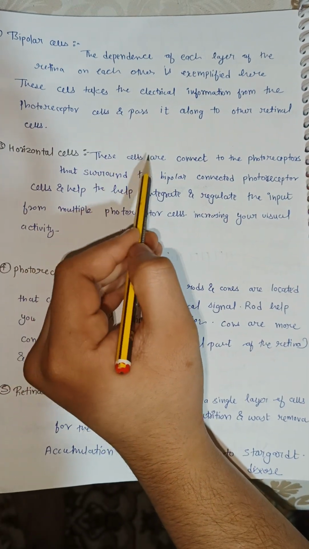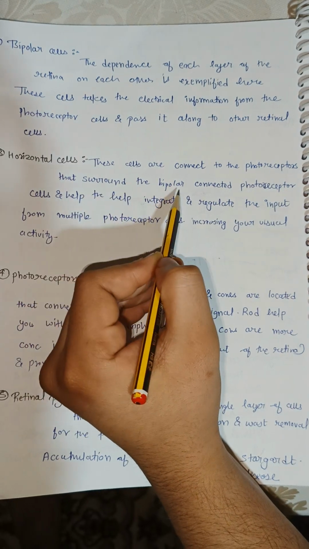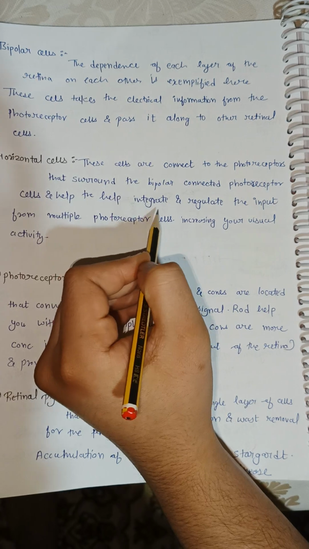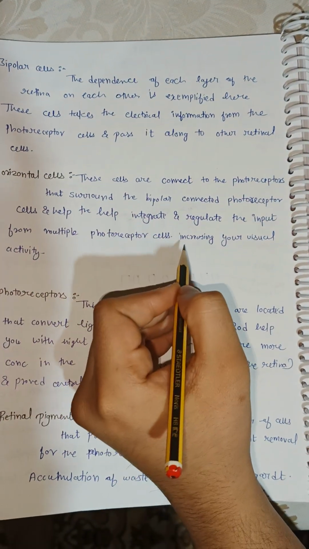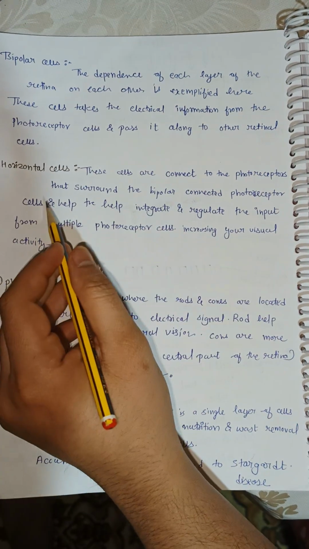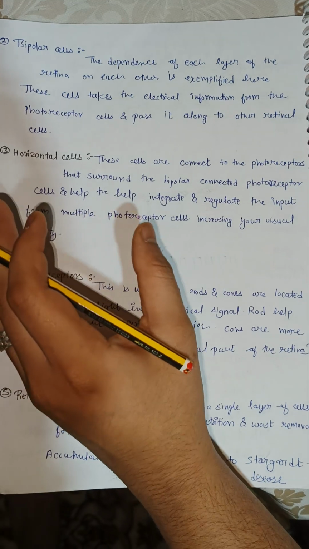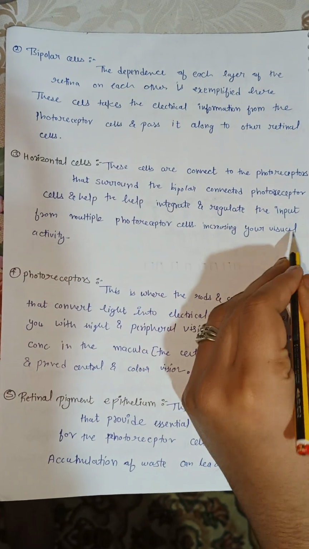The horizontal cell. These cells are connected to the photoreceptors that surround the bipolar cells and help integrate and regulate the input from multiple photoreceptor cells and increase your visual activity. Horizontal cells increase visual activity, so we can see more images.